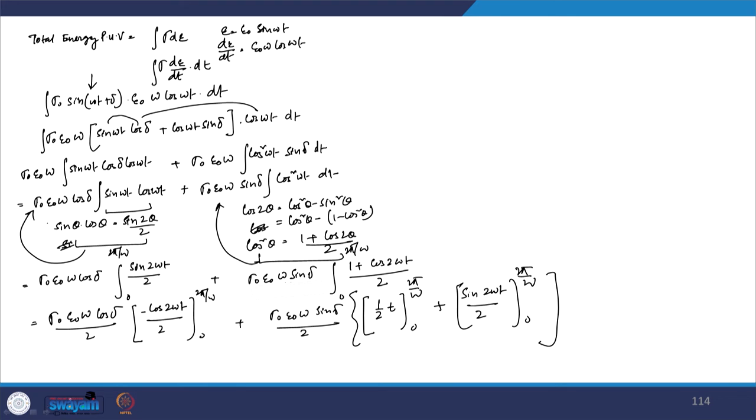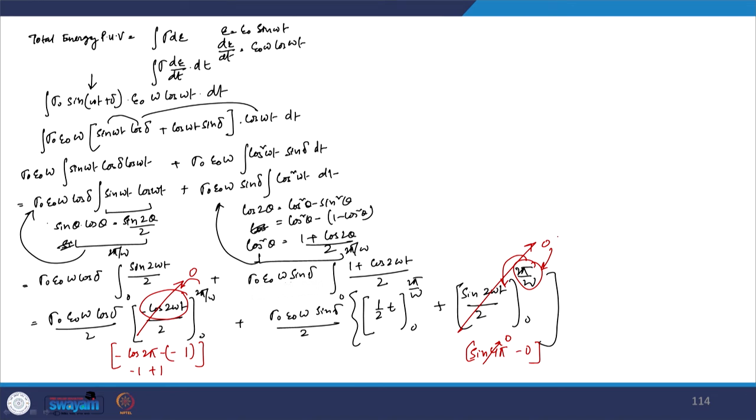So, if you see just this term, if I put the integral limits here, what will I get? It will be minus cos 2 pi minus cos 0, is not it? Minus of minus 1. So, cos 2 pi is nothing but 1, so minus 1 plus 1. So this entire term becomes equal to 0. Similarly, if you see here, we will get how much? Sin 4 pi, if you put 2 pi by omega with t, minus 0. So this is actually 0, so 0 minus 0 is 0. So this entire term becomes 0.